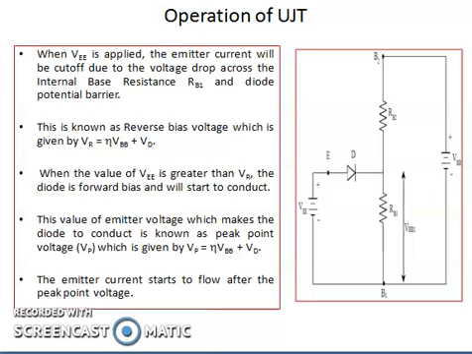This value of emitter voltage, which makes the diode conduct, is known as the peak point voltage, VP, and is given by VP equal to eta into VBB plus VD. The emitter current starts to flow after the peak point voltage, and then we can say that it comes to a conduction state.